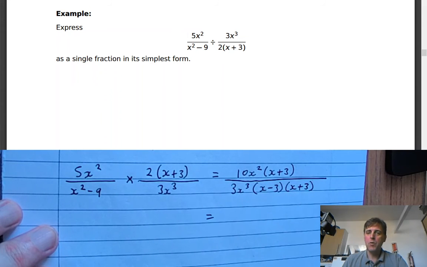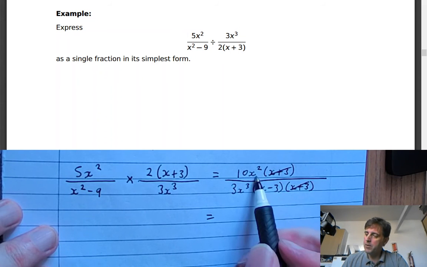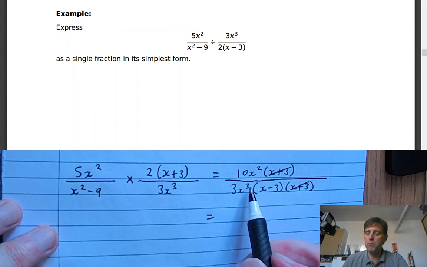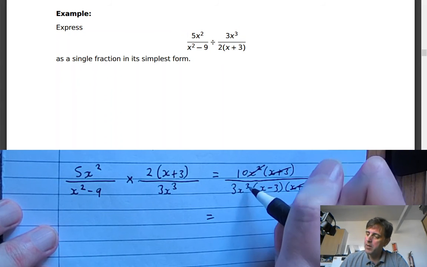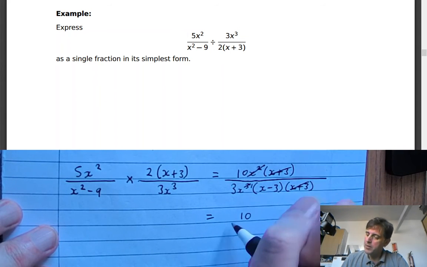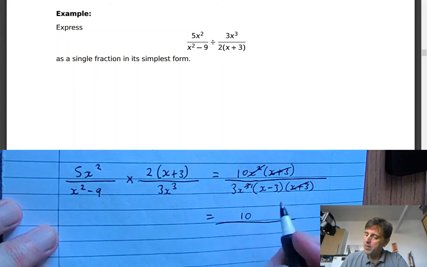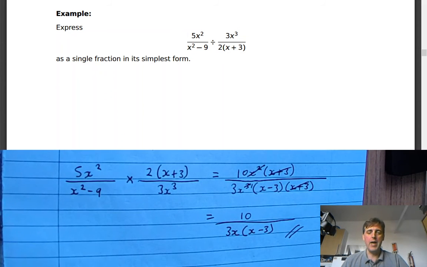And now look, we can see things which are going to cancel out in the top and the bottom. See an x plus 3 in the top and the bottom, divide top and bottom by x plus 3, those are going to go. I can see an x squared on the top, and I can see an x cubed on the bottom, which will have an x squared lurking within it. So divide top and bottom by x squared, those are going to go, and then I'm going to be left with x to the power 1 there. And I think that's pretty much all I can see. So let's now just write down what we've got. 10 is the only thing left in the numerator. We've got 3x times x minus 3 in the denominator, and there is my simplified fraction.